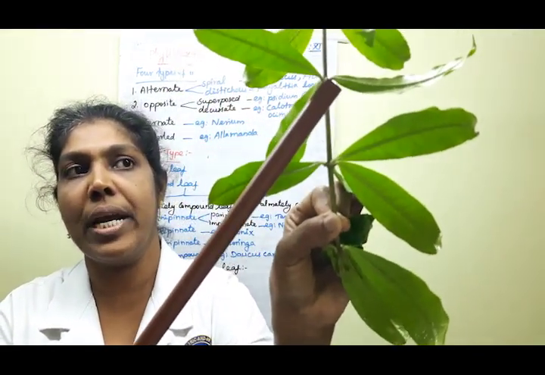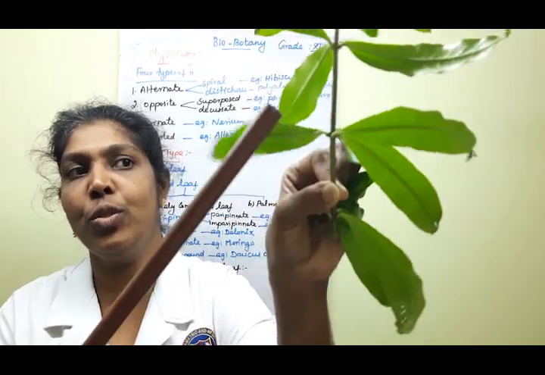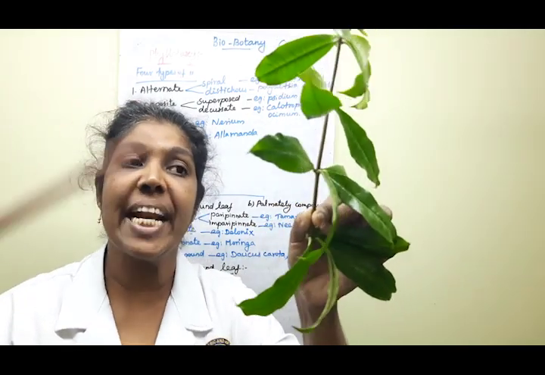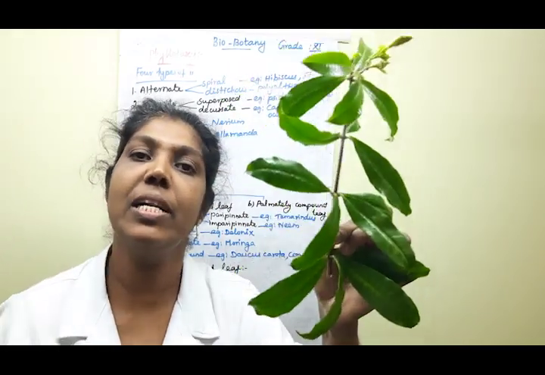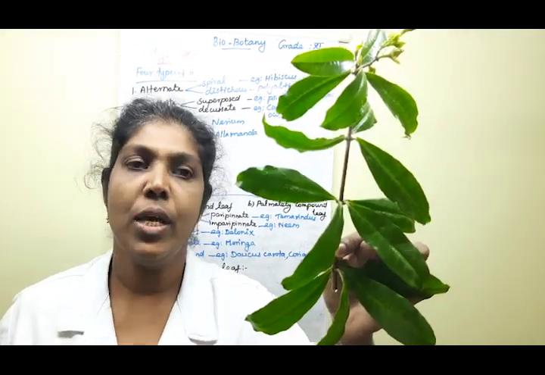So this is the node region. Here they are present in a group of 3, and here in a group of 1, 2, 3, 4, isn't it? But these leaves are arranged in a whorl manner. Whorl means they are arranged in a circle-like structure. Understood? This type of phyllotaxy is known as whorled phyllotaxy. Clear? Understood? Very good.